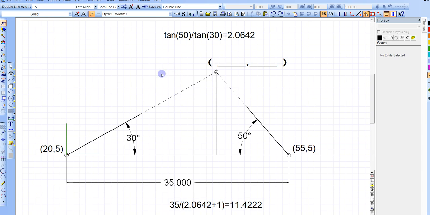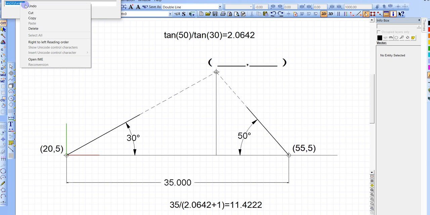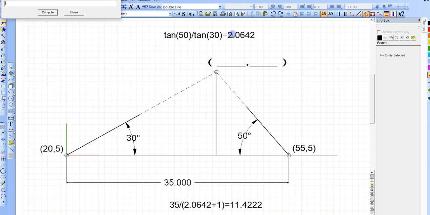So let's do this. The tangent of 50, tools, calculator. So the tangent of 50 divided by tangent of 30. Oh yeah, I did it up here. So you do the calculation, and you get this, right? Tangent of 50 divided by tangent of 30, you get 2.0642. So the ratio of this tangent to this tangent is 1 to 2.0642, or 2.0642 to 1.